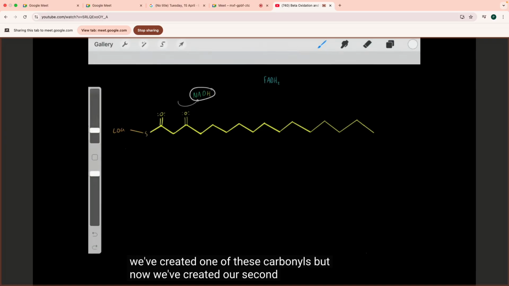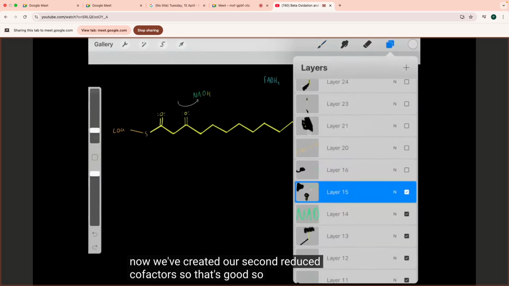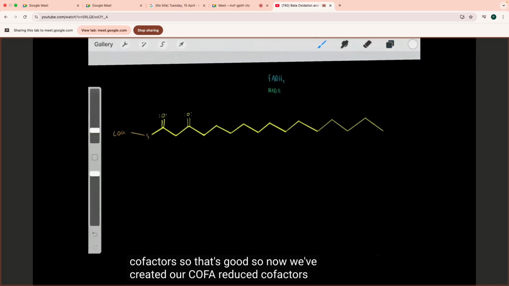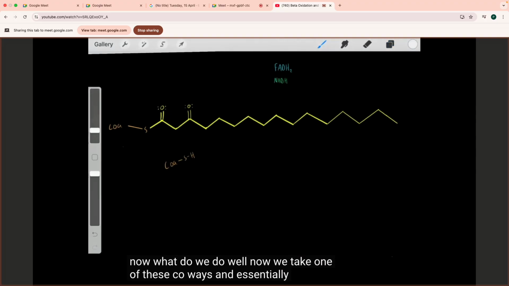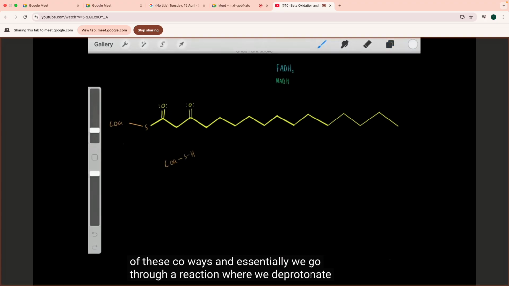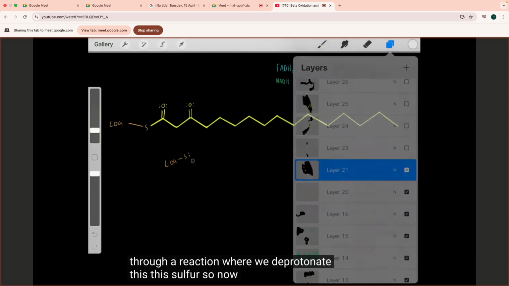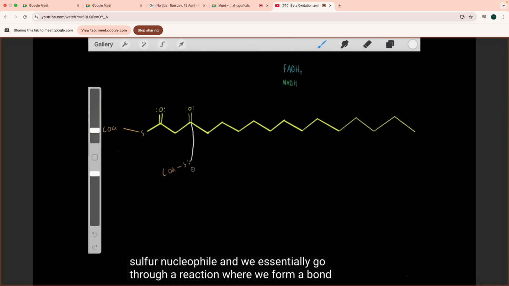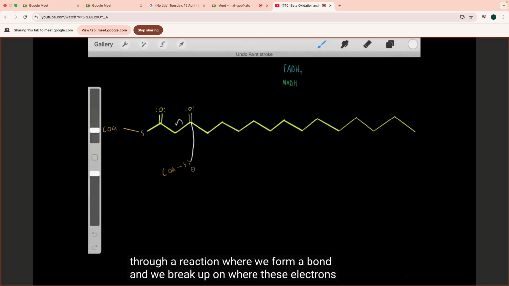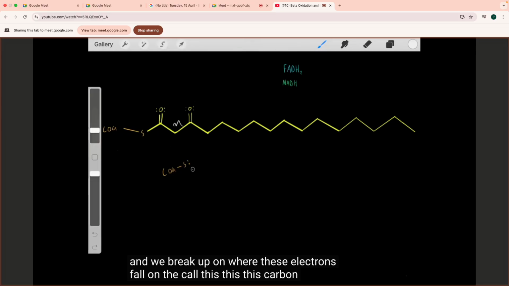But now we've created our second reduced cofactor. So that's good. So now we've created our reduced cofactors. But now what do we do? Well, now we take one of these CoAs, and essentially we go through a reaction where we deprotonate this sulfur. So now we have the sulfur nucleophile, and we essentially go through a reaction where we form a bond and we break a bond where these electrons fall in this carbon.